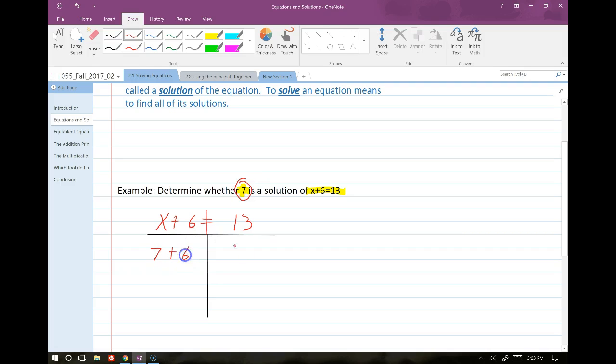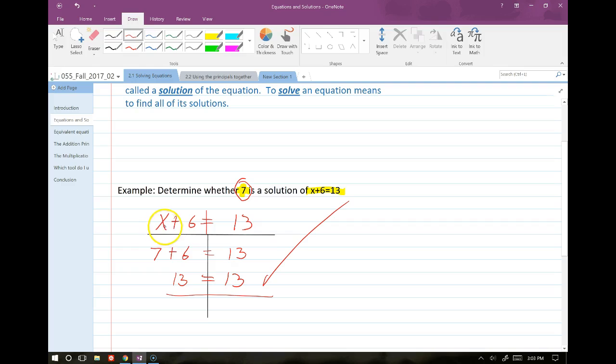And so 7 plus 6 is supposed to equal 13. And then we go ahead and do our addition and we find out that 7 plus 6 is in fact equal to 13, and we get to the line that says 13 is equal to 13. Obviously that's true. The whole equation's true.